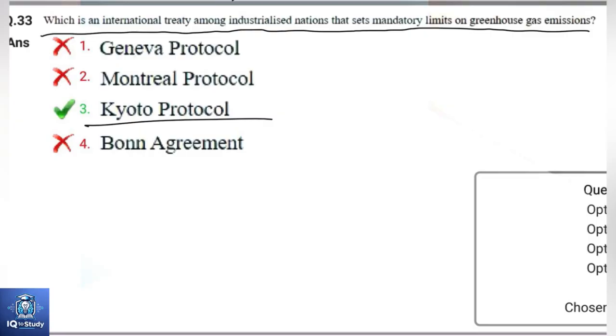The main greenhouse gases are carbon dioxide, methane, nitrous oxide, hydrofluorocarbons, perfluorocarbons, sulfur hexafluoride.